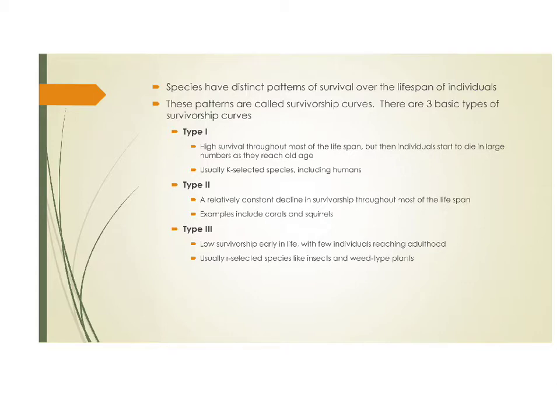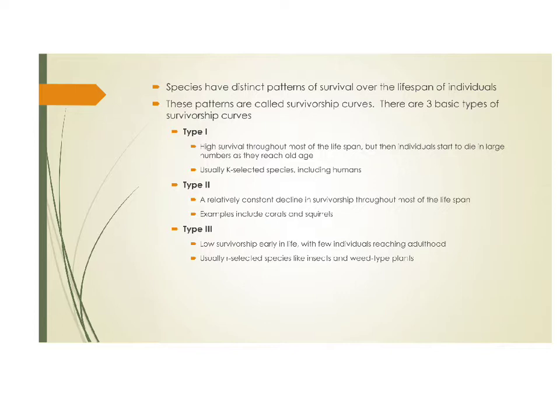Species have distinct patterns of survival over the lifespan of individuals. These patterns are called survivorship curves, and there are 3 basic types. Type 1 has a high survival throughout most of the lifespan, but then individuals start to die off in large numbers as they reach old age. This is usually true of K-selected species, and humans are also a type 1 survivorship curve. And you should have seen that when you were mapping the cemetery data.